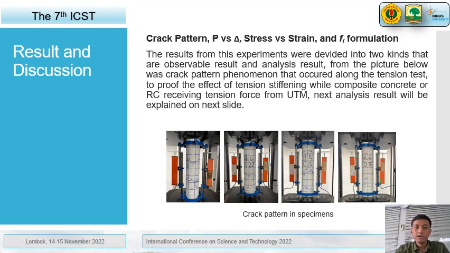So the next slide is about our result: crack pattern, P versus delta, stress strain, and tensile strength formulation. The results from this experiment were divided into two kinds, that are observable results and analysis results. The picture below shows the crack pattern phenomenon that occurred along the tension test to prove the effect of tension stiffening while composite concrete or RC is receiving tension force from the UTM. So the next result is the analysis that will explain what we already gained from the P versus delta into stress strain.